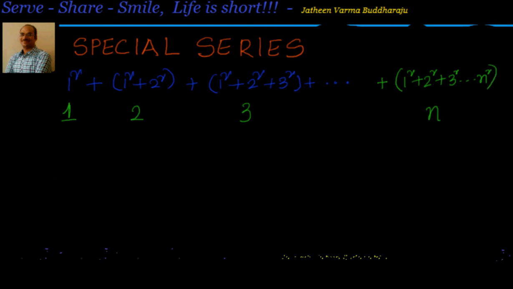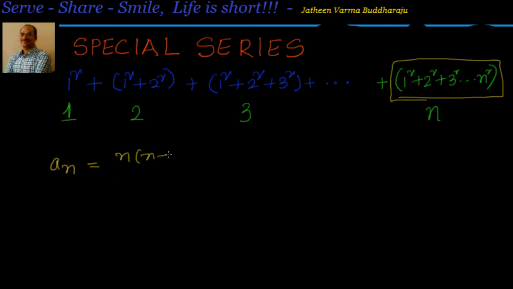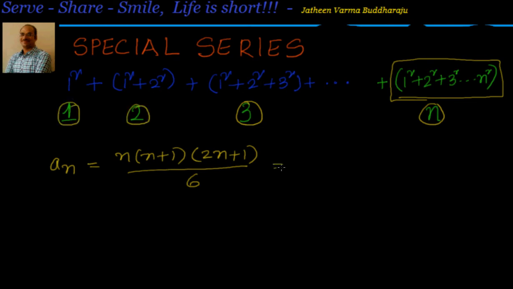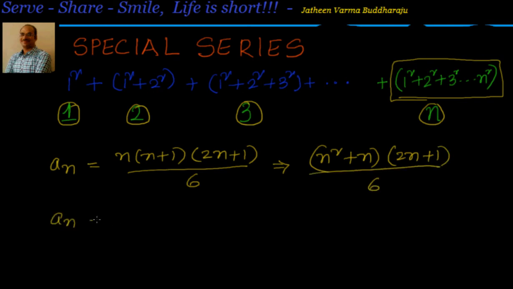So I know the an of this series is equal to the sum of squares of the first n natural numbers, which is n into n plus 1 into 2n plus 1 by 6. That is the nth term of this series. Now let's simplify this. I will say n into n plus 1 into 2n plus 1, expanding so that we can do summation on that. 2n into n square is 2n cube, then n square into 1, and 2n into n, 2n square. So I have 3n square terms, plus 1n, all divided by 6.